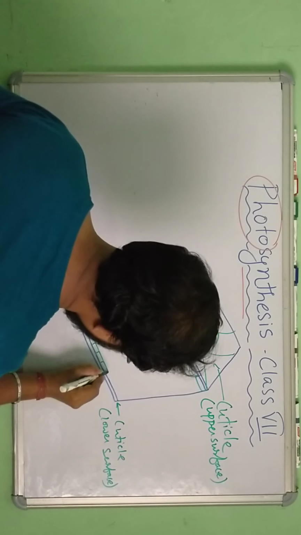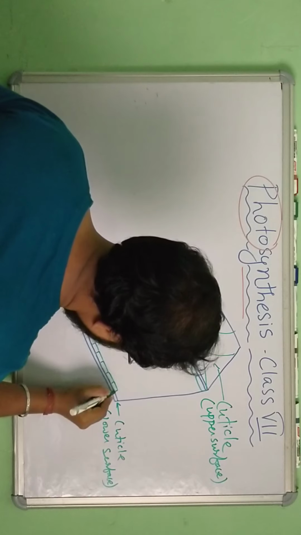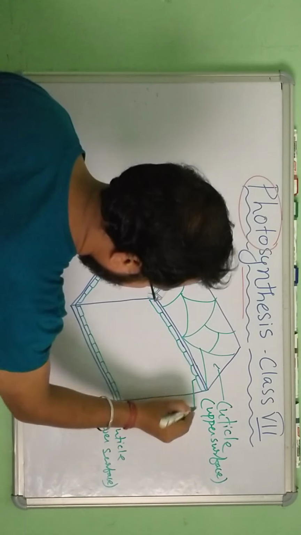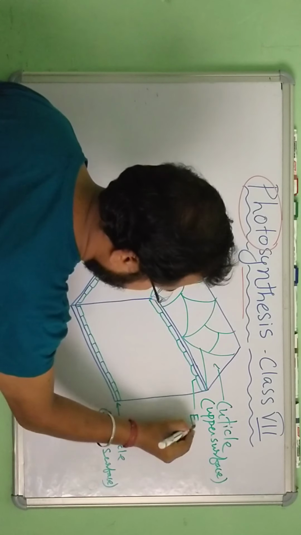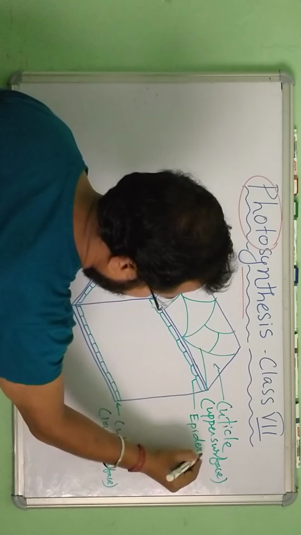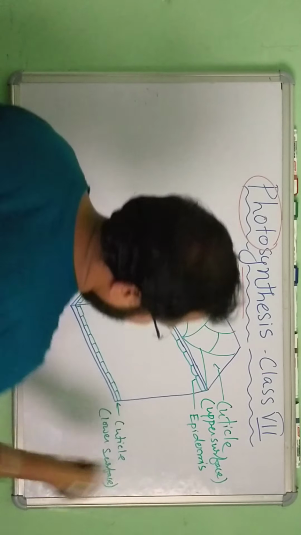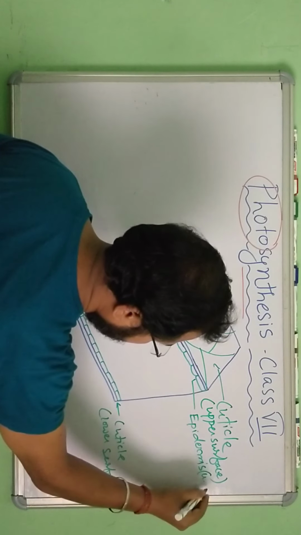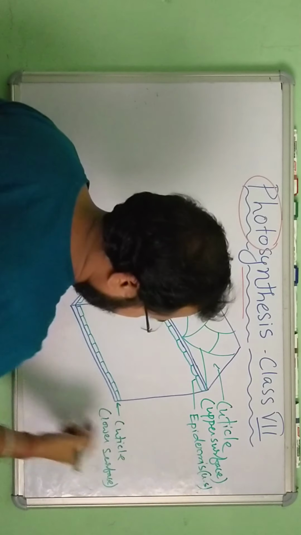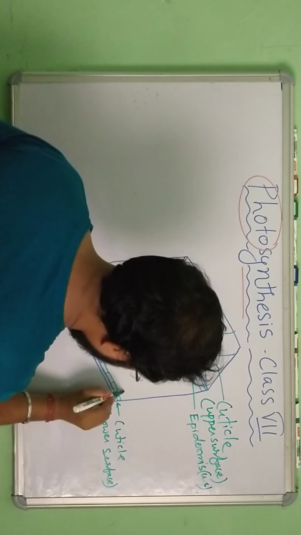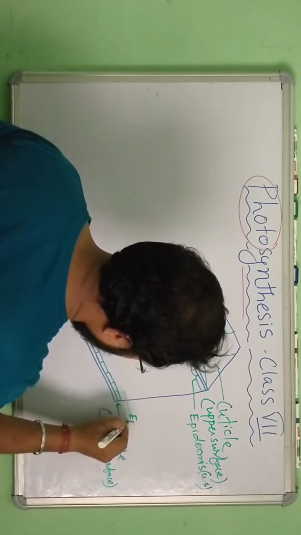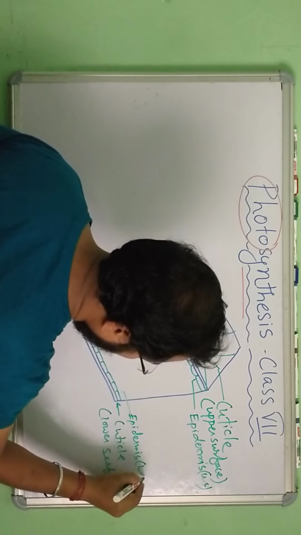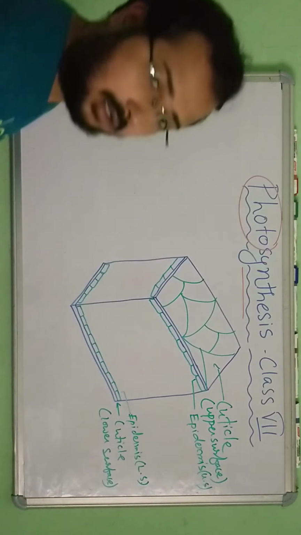On both the surfaces we see this layering here. Now I am going to label them. This is actually the epidermis. We call them epidermis, at the upper surface. And epidermis here also. This is epidermis, so epidermis at the lower surface. Understood?